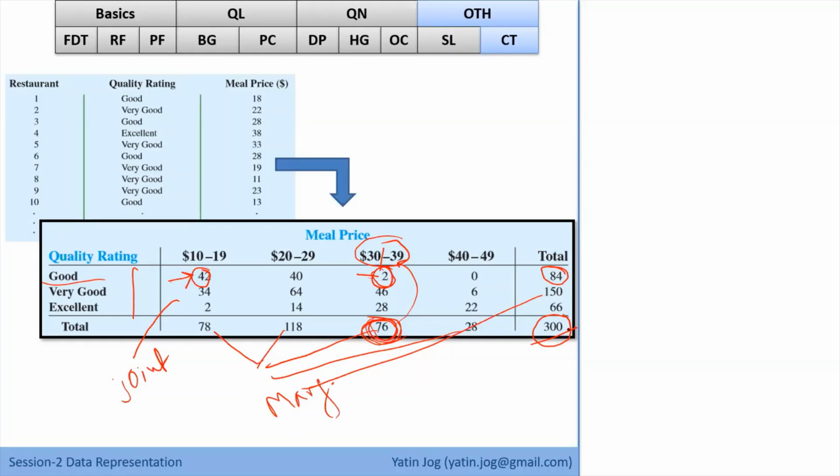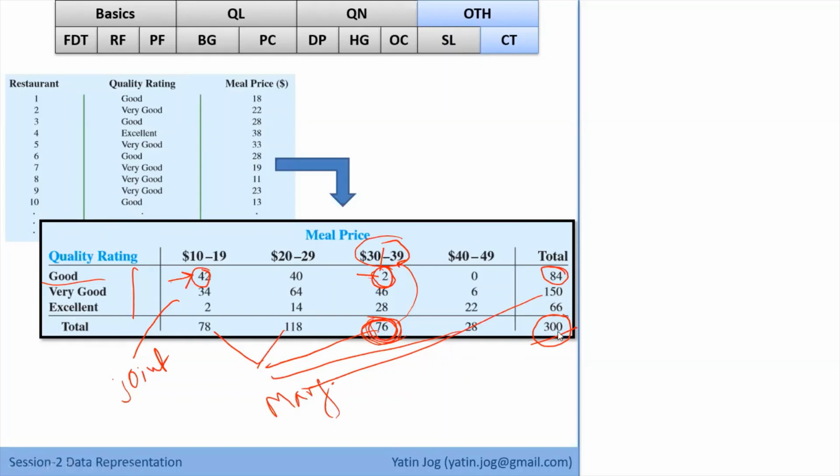So likewise, I can represent the two variables for 300 restaurants in a tabular method, and this method is called cross tabulation. We are not going to go into more details of cross tabulation. If you go to SPSS, there are multiple methods using which you can do analysis on cross tabulation.